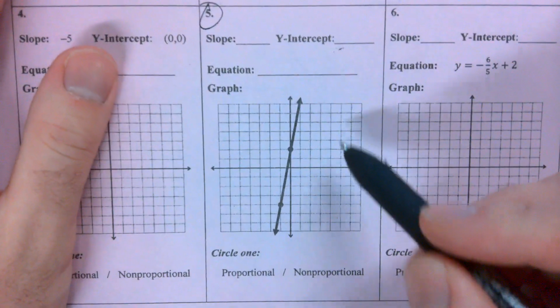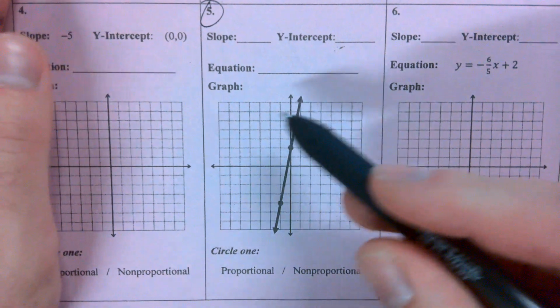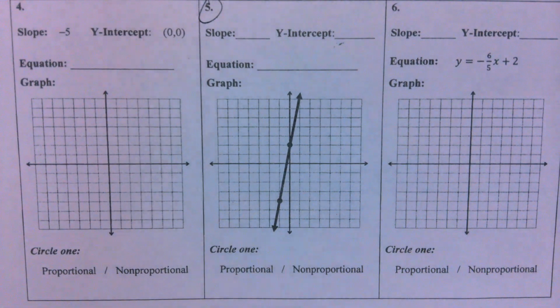All the way down here on the front. So number 5, we're starting with the graph. That's all the information we get, the actual graph of this line. We've got to work everything else out to get our equation.